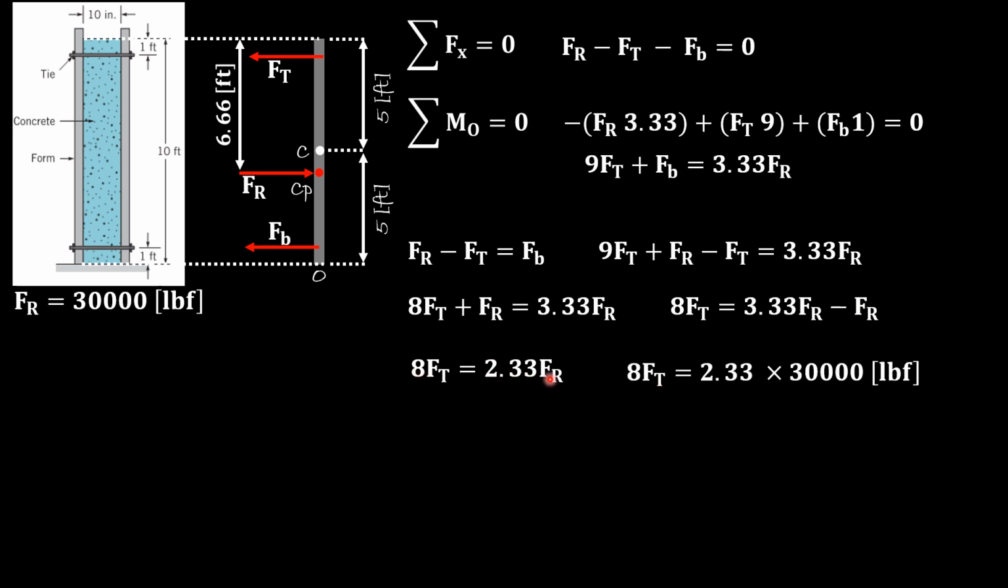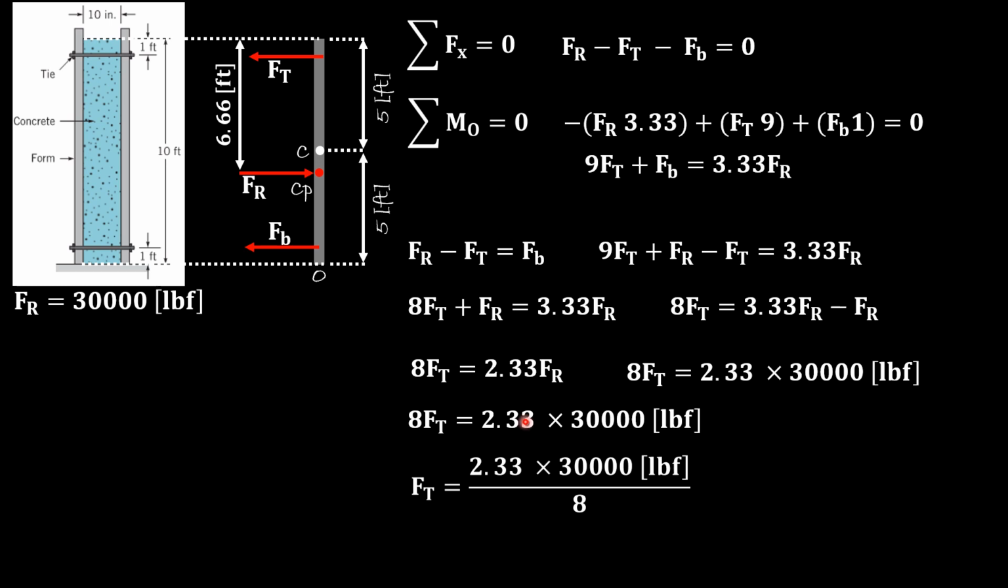So now 2.33 F sub R, we found it to be 30,000. That's what we have in here, and we can take the 8 from multiplication on one side of the equation to division on the other side. And F sub T will be 8,737.5 pound force. Question: this one, the top, is that value. The bottom, will it be larger or smaller than this? Now, F sub B will be 21,262.5 pound force.